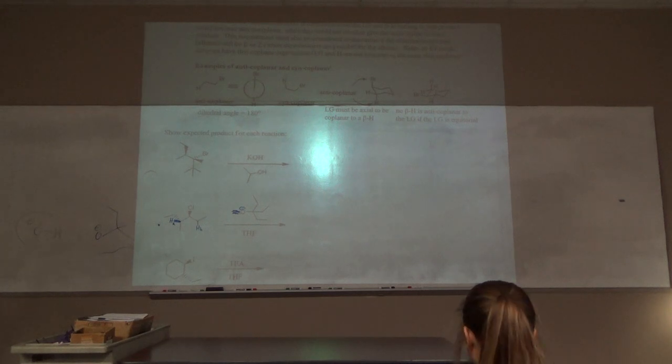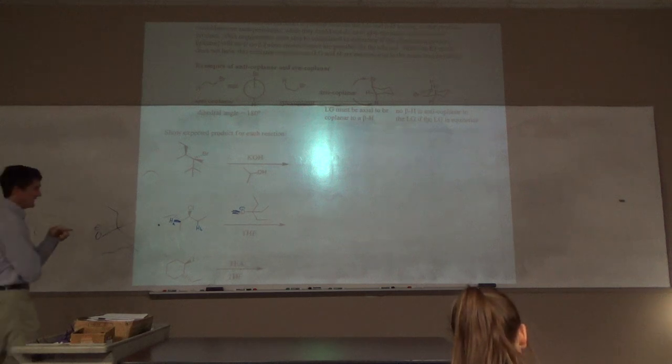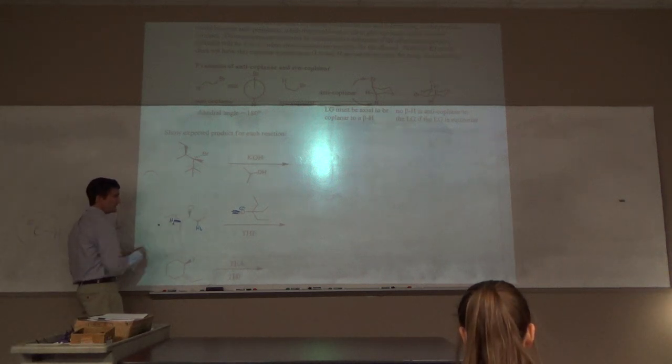When we do this, we want the H and chlorine to be anti-coplanar. If possible, can it be? Usually it can be. Well, in some cases, maybe it can. But with this, with free rotation here, it's going to be able to be that. Okay?